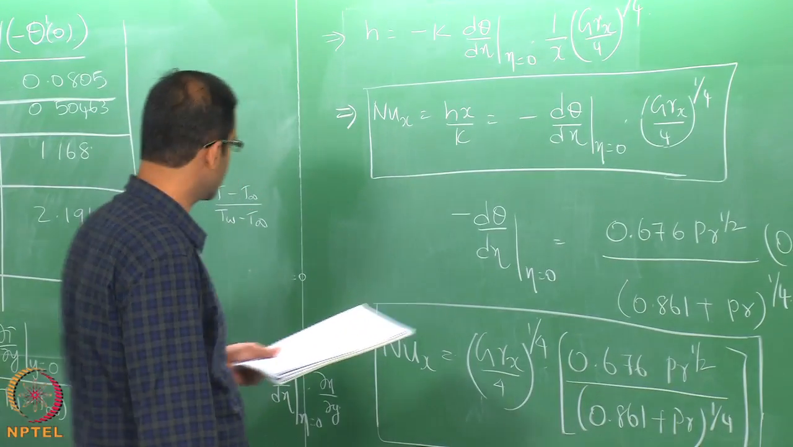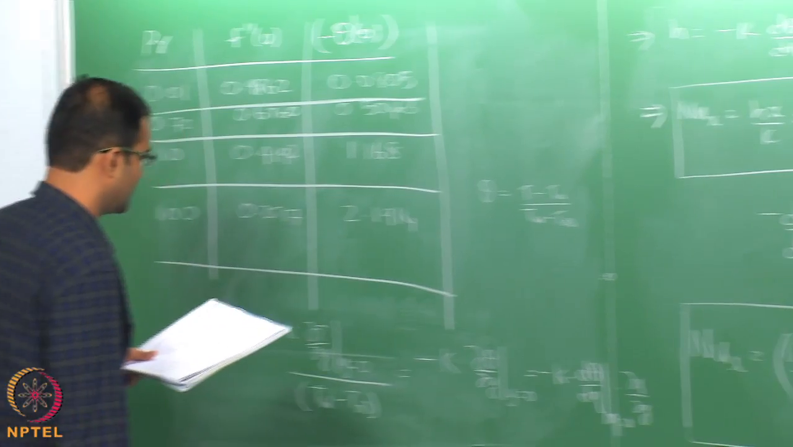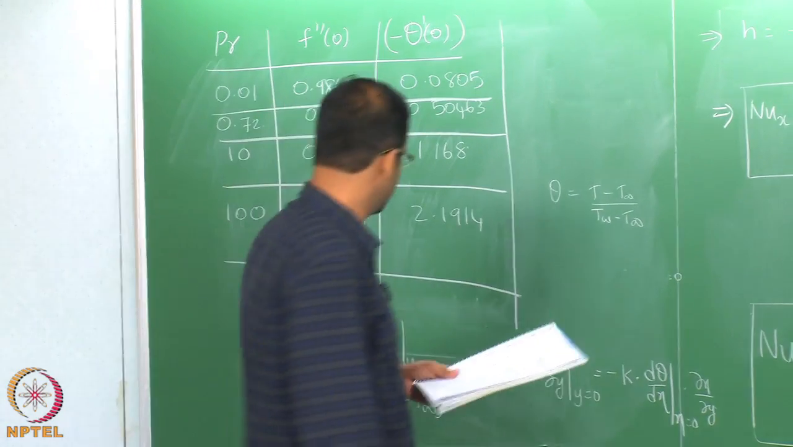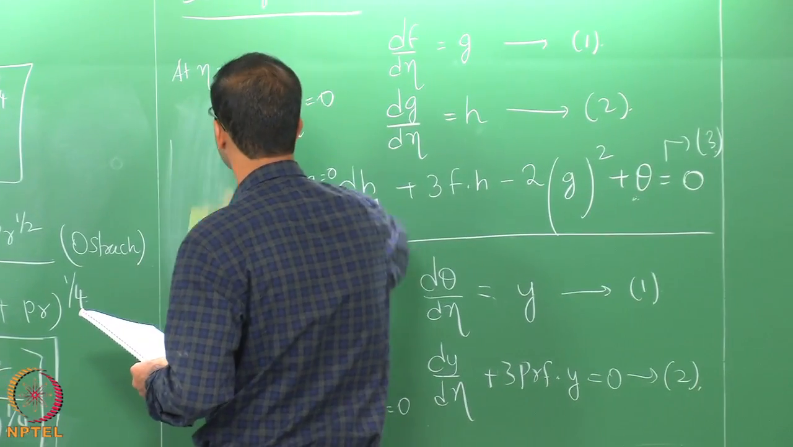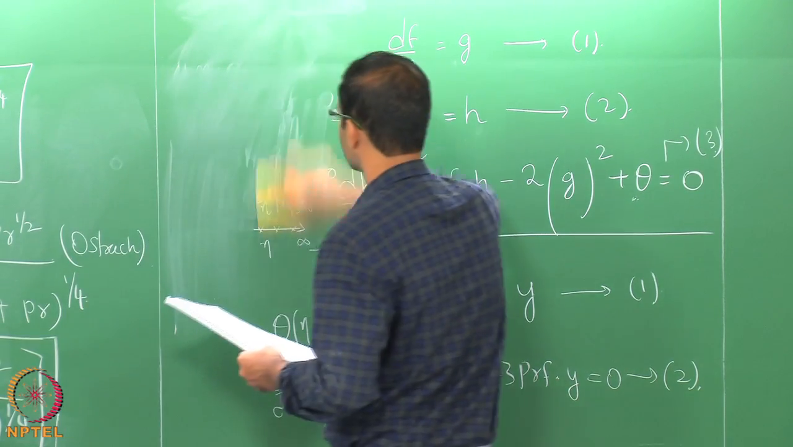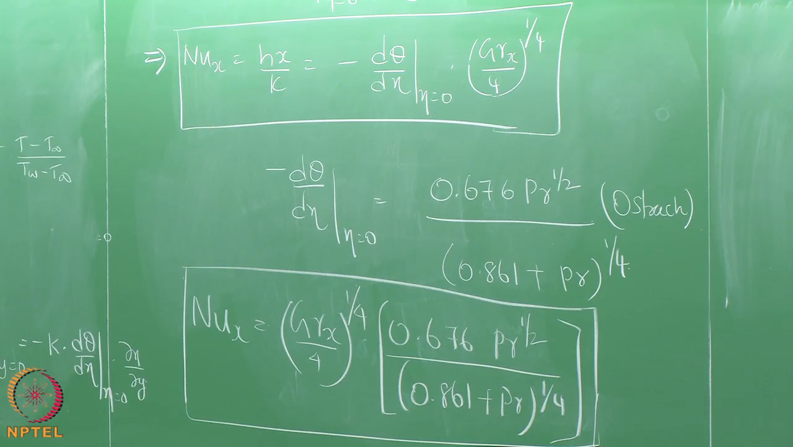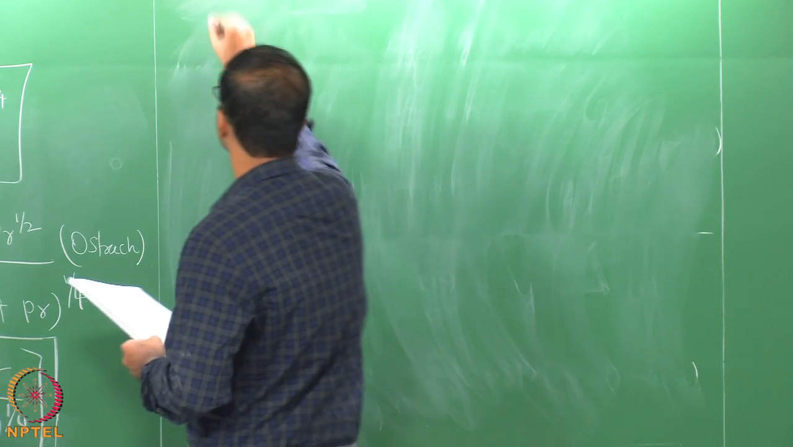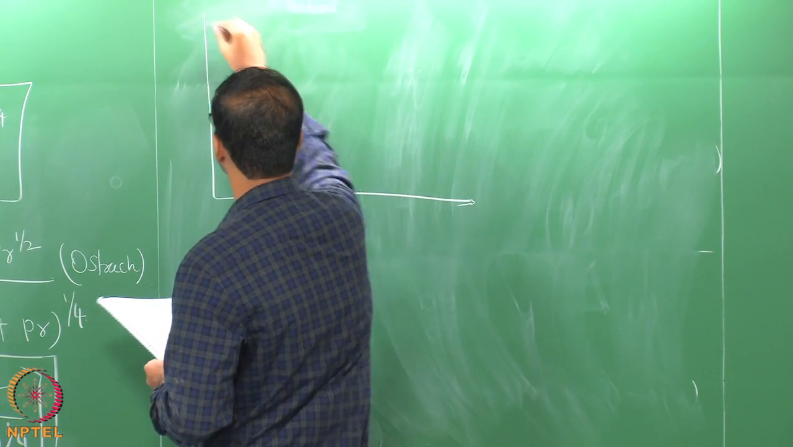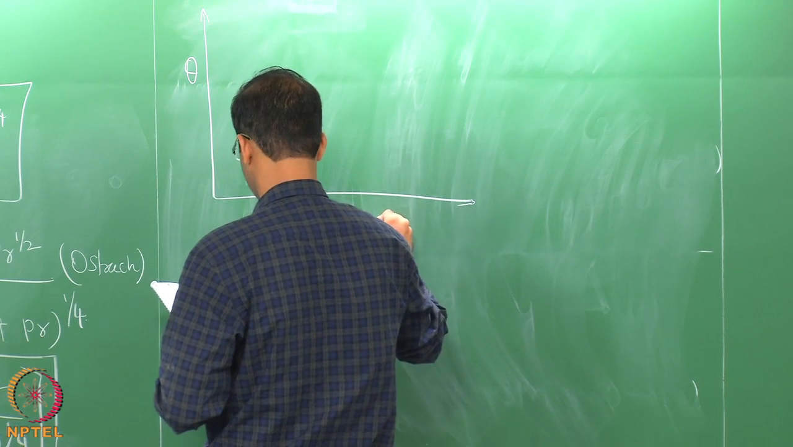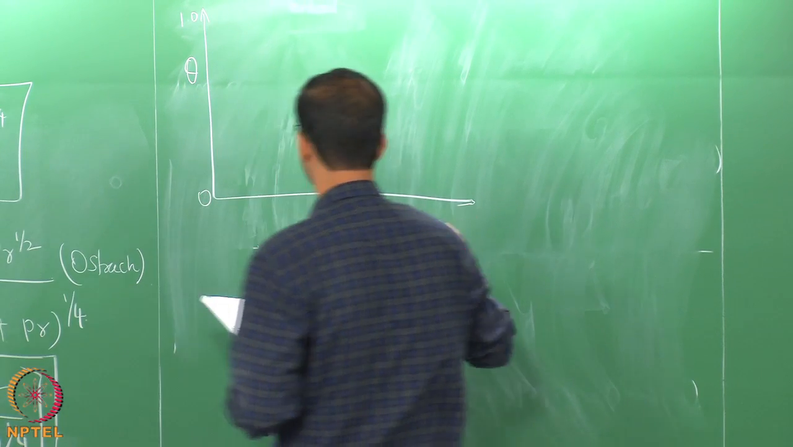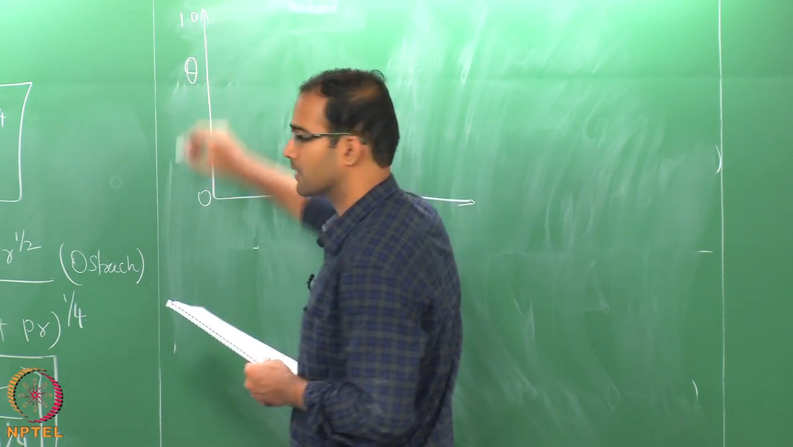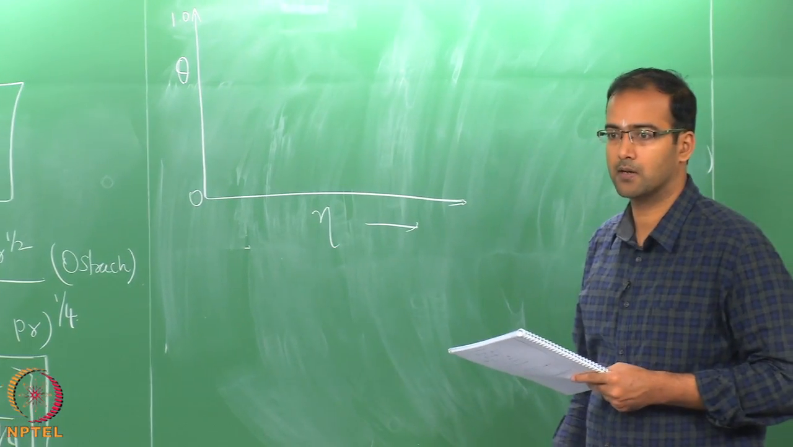Now what we will do is also plot the solution for theta and the velocities. Once you solve these ODEs by the shooting method, whatever is described here, you should be able to also plot df by d eta, which is nothing but u by u ref, and theta. First I will show the variation of theta, which all of you are mostly familiar with. So this is 1, 0, with eta going from 0 to a large value. At eta equal to 0, T equals T wall.